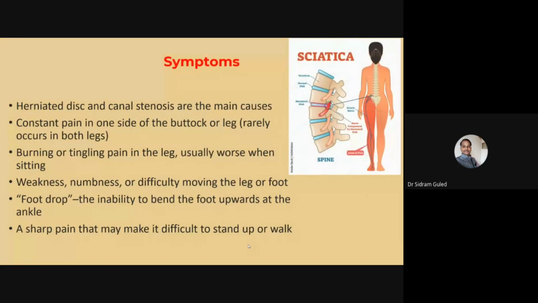It may be caused by a herniated disc, or it may be caused by canal stenosis, which are the two main causes. There will be constant pain in one side of the buttock, or it can even occur in both legs. A burning and tingling sensation may occur, usually worse when sitting. Weakness, numbness, or difficulty in moving the leg is observed, and foot drop, a sharp pain that may make it difficult to stand up. Sometimes patients come with such severe pain that they are unable to sit on the bed.